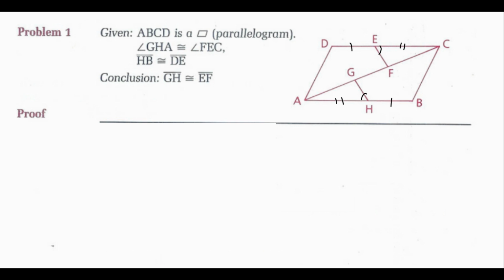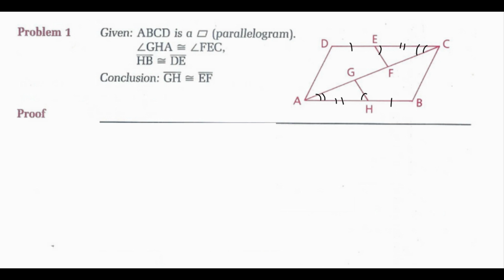Now I need another angle to prove my triangle is congruent by angle side angle. Well, also, if I know in a parallelogram that the opposite sides are parallel, I could say that side DC is parallel to side AB, or side AD is parallel to CB, and then cut those parallel lines with the transversal AC, which would give me these angles congruent, angle GAH congruent to angle ECF, because those are alternate interior angles. Now my triangles are congruent by angle side angle, making my segments congruent by CPCTC.